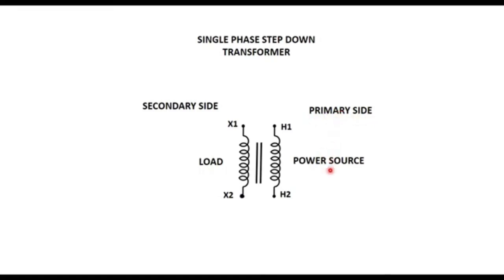Yung secondary, yung low voltage winding naman, yun ang magiging secondary side na kung saan doon ikakabit yung mga loads na. Dito na yung mga papunta na to ng mga kung ano man yung load. Halimbawa, susupply na ng kuryente yung mga kabahayan. Dito na ikokonek yan sa secondary side o load side ng transformer.